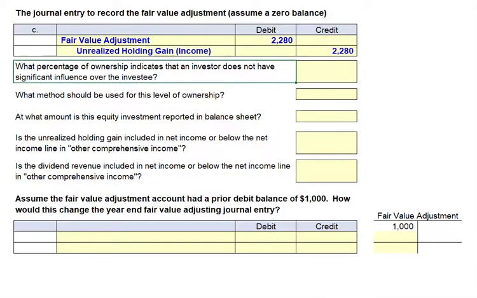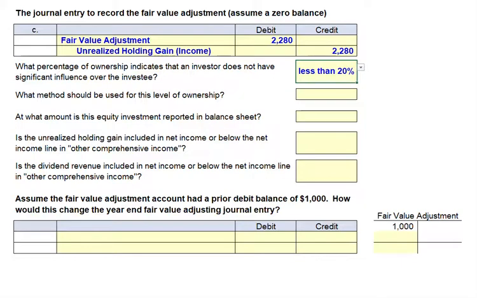Our first question is, what percentage ownership indicates that an investor does not have significant influence over the investee? That would be less than 20%. And what method should be used for this level of ownership? That was the fair value method. And at what amount is this equity investment reported on the balance sheet? That's going to be, in this case, the $15,180, which was our fair value. Recall, 440 shares times $34.50 per share.